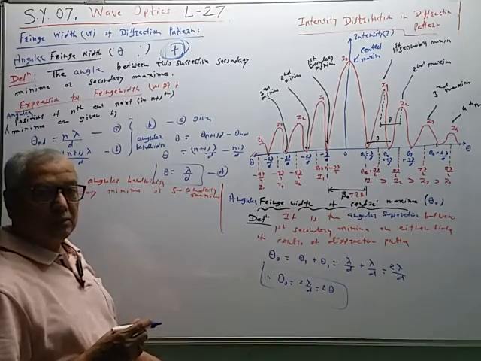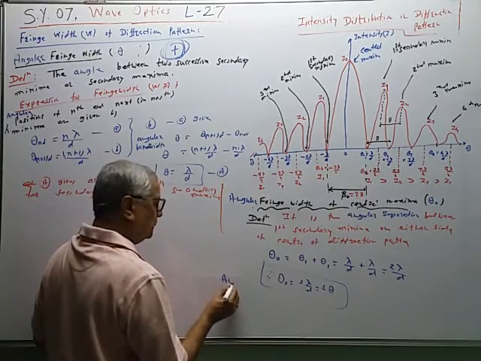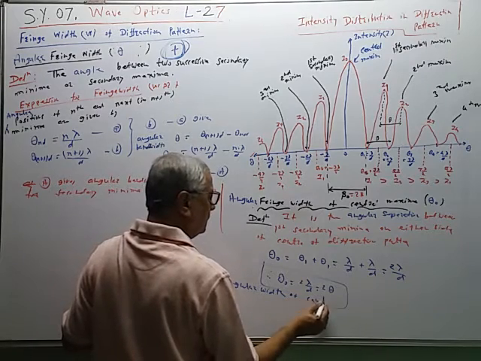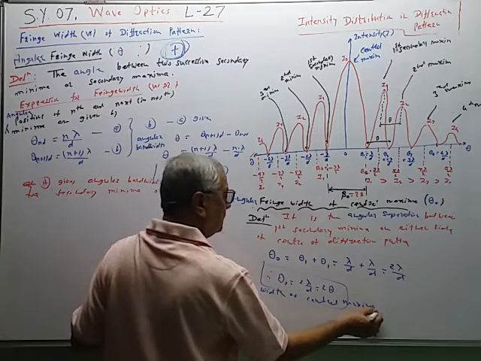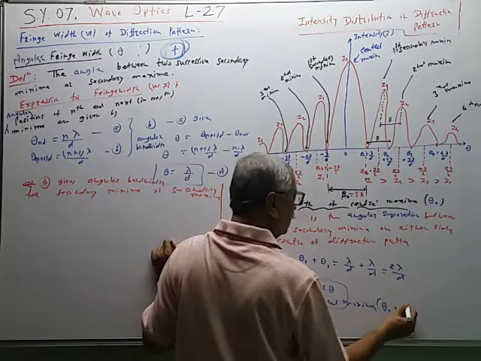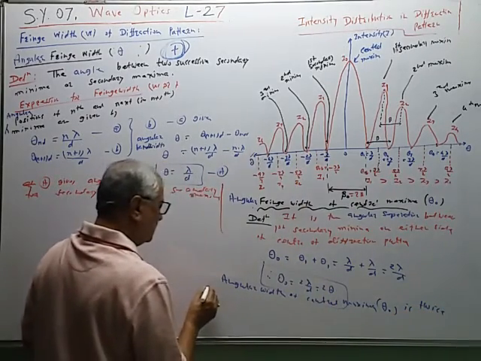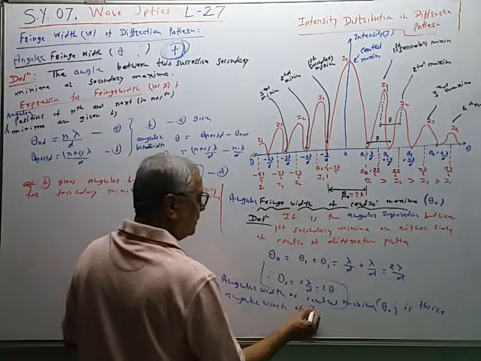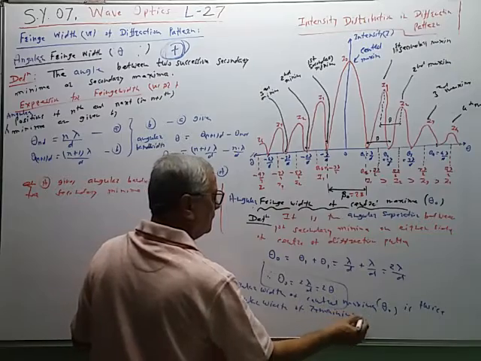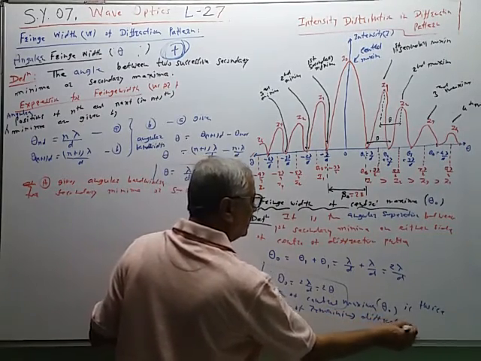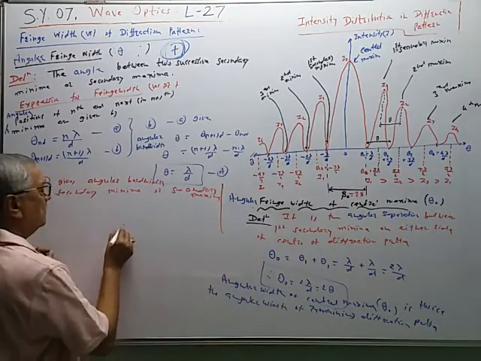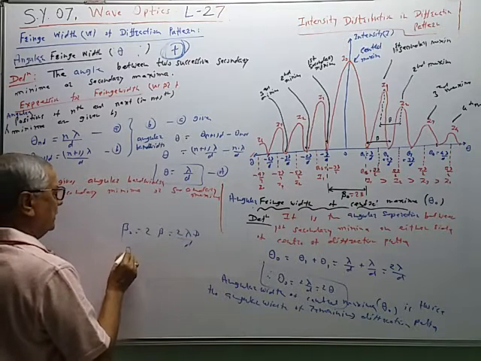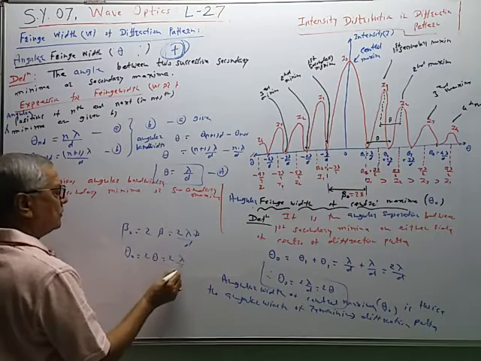of the remaining diffraction pattern. So the angular width of the central maxima, theta 0, is twice the angular width of the remaining diffraction pattern. So beta 0 is equal to 2 times beta, which is equal to 2 lambda capital D upon small d, and theta 0 is equal to 2 times theta, that is equal to 2 lambda upon small d.